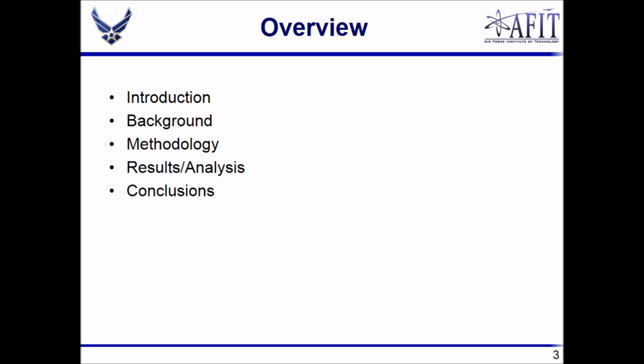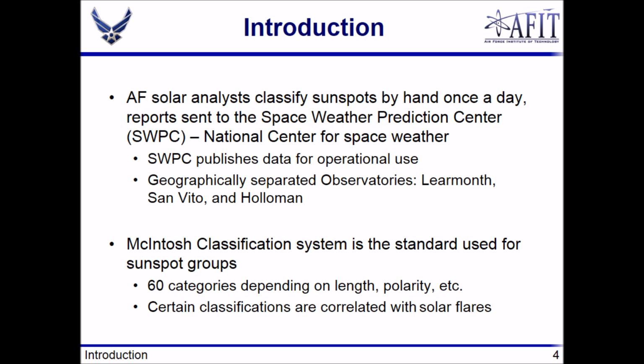So slide 3 here, overview of what we're going to be talking about. Next slide. So the best way to do this is to start talking about what the Air Force does with sunspots. And so right now, we have Air Force solar analysts who hand classify sunspots once a day. And those reports that they create are sent to the Space Weather Prediction Center, which is basically the National Center for Space Weather. And then SWPC actually publishes the data for operational use. And the observatories that contribute to the SWPC report are all geographically separated. We have Learmonth in Australia, San Vito in Italy, and Holloman Air Force Base, which is in New Mexico.